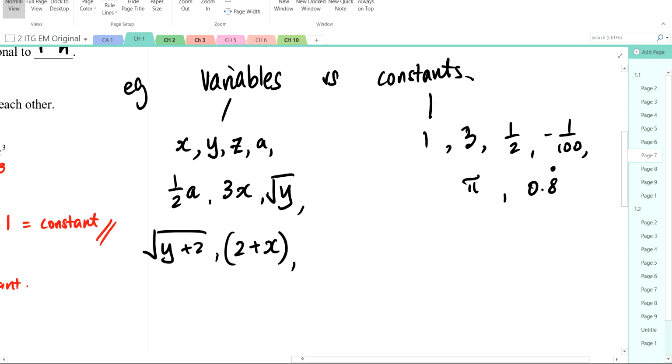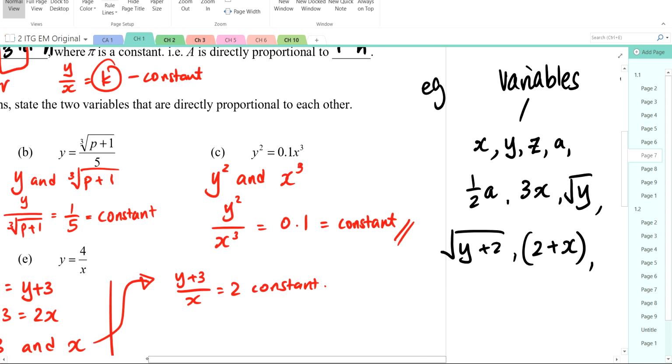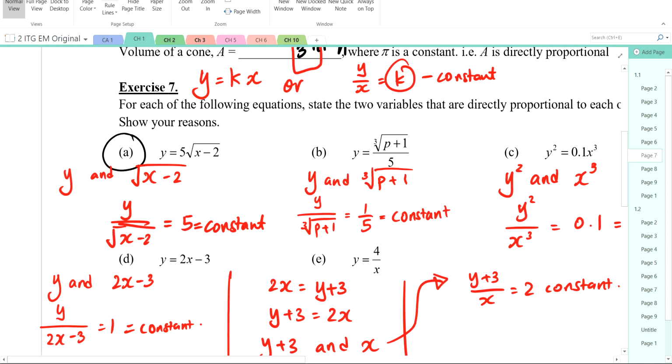That is why you see on this left-hand side, there are so many possible variables. This is considered a variable. This is considered a variable. x cubed is also a variable. All these are variables. Does it help you understand better now? Yes or no? Who still needs help for this part?